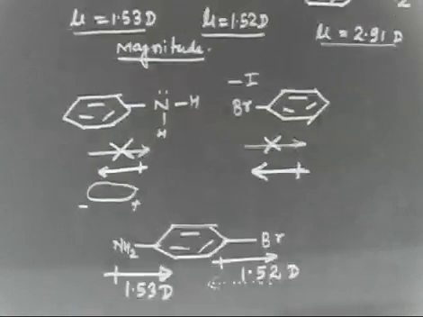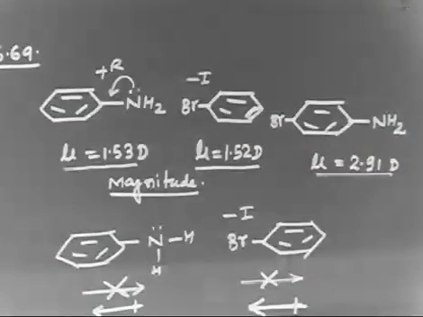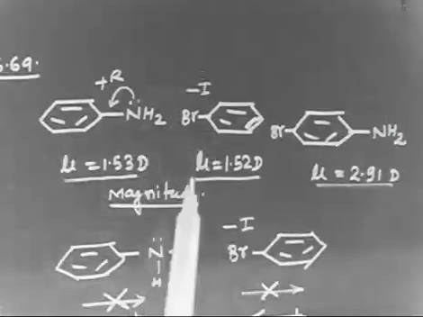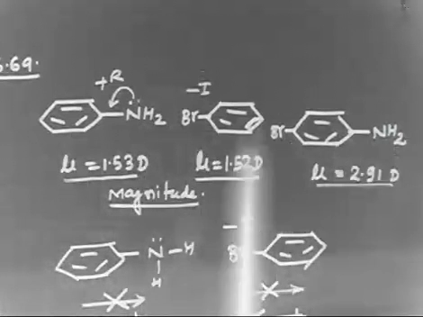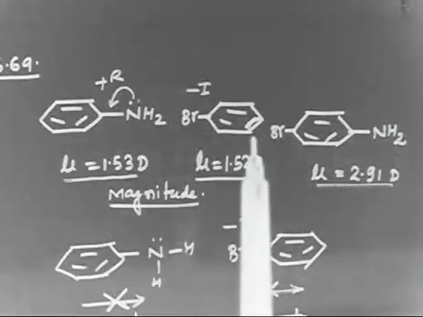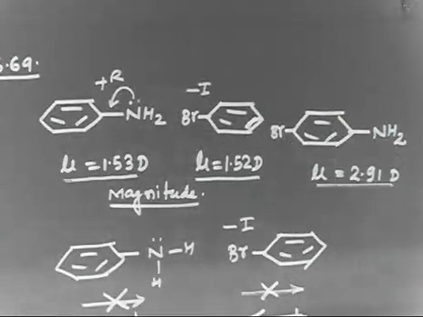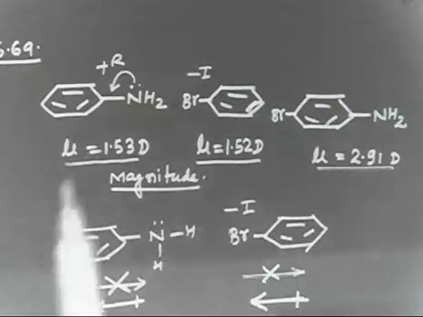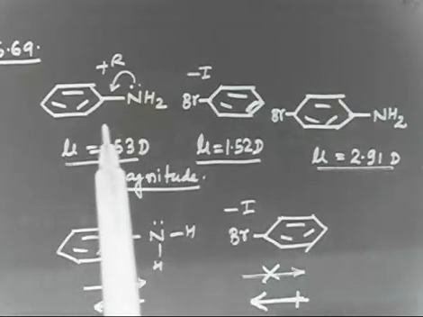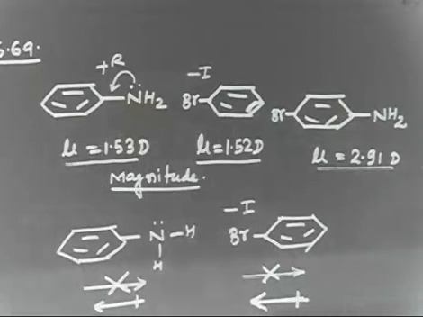Okay, let us discuss in short. So you see what we have. We have three molecules: aniline, bromobenzene and para-bromoaniline. The dipole moment of this molecule is given, and of this molecule also. This is an experimental fact, so these dipole moments are found from experiment. My target is to decide the direction of dipole moment in this one and in this one.